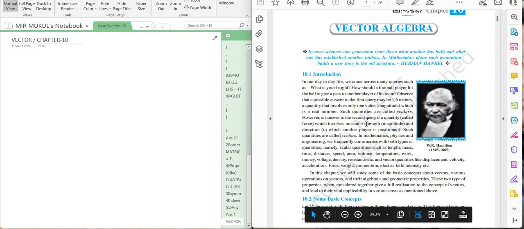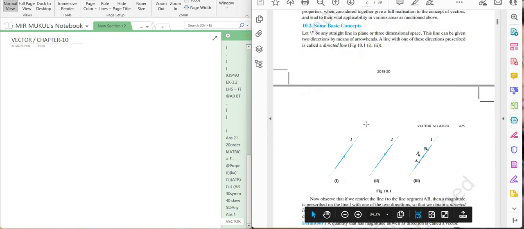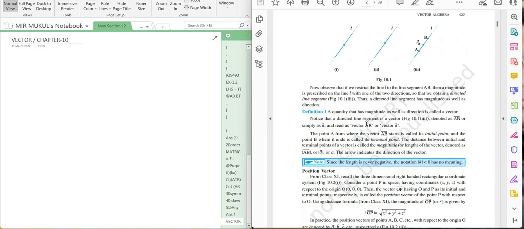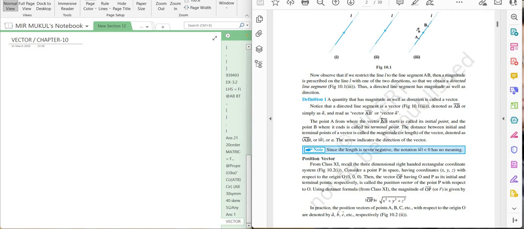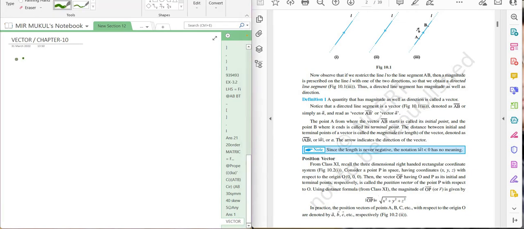So this is vector algebra, chapter 10. Okay, so what is vector quantity? A quantity that has magnitude as well as direction. So one by one, I am explaining all the concepts. Number one concept. What is vector quantity?